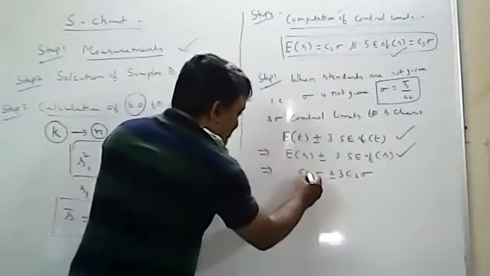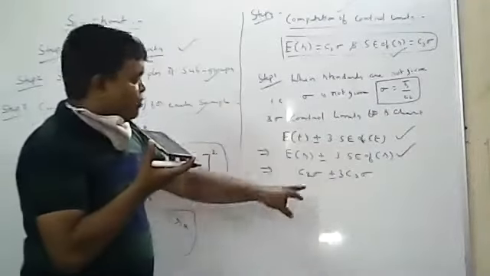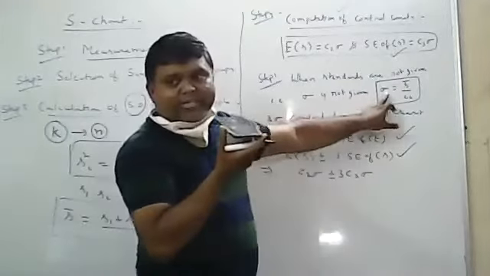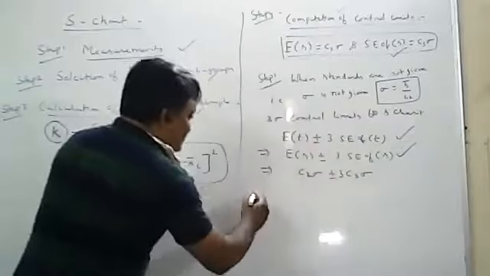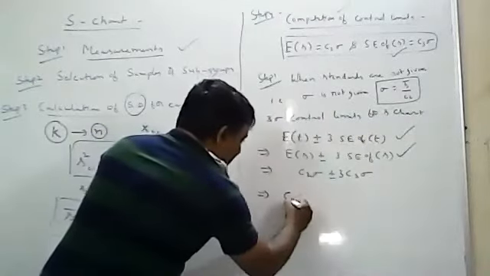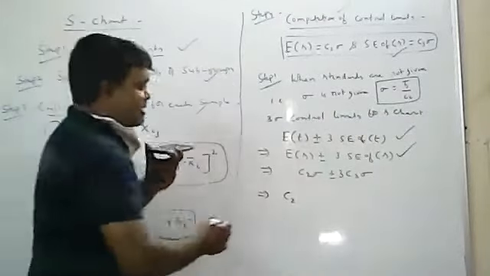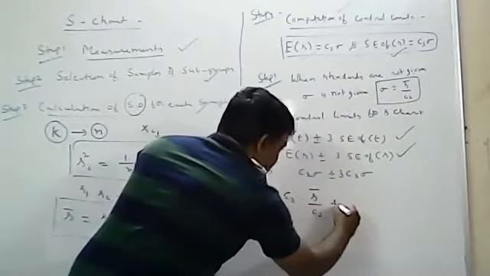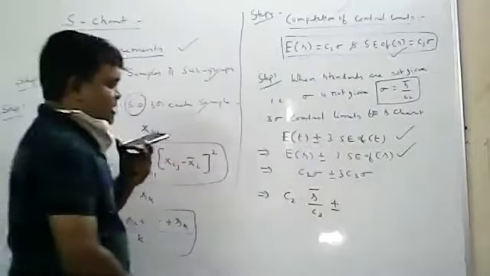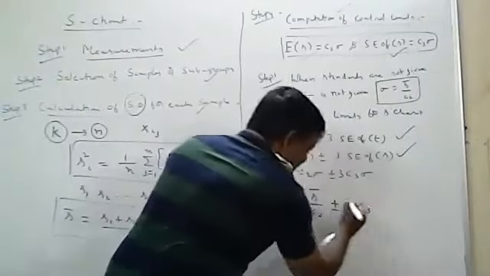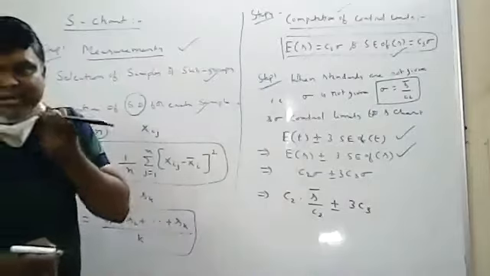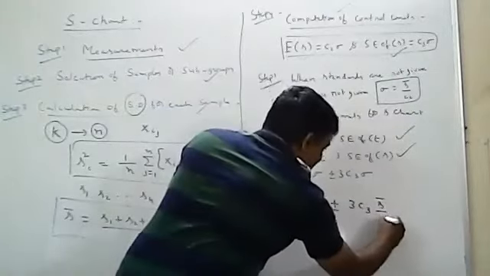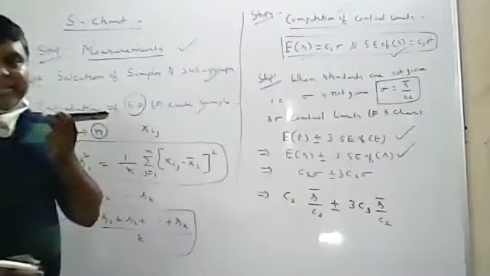Now standards are not given, which means I don't know the sigma value. Sigma can be estimated by using S bar by C2. That means you will get C2 into sigma, where sigma is S bar by C2, plus or minus 3 into C3 into sigma, which again is estimated by S bar by C2.